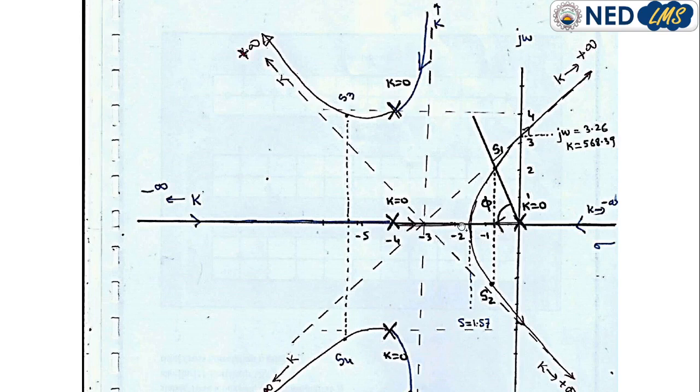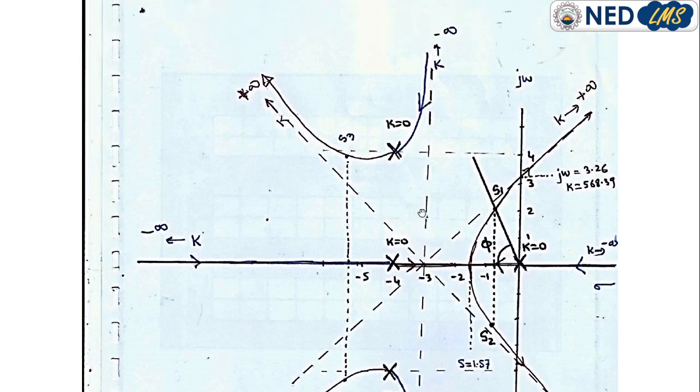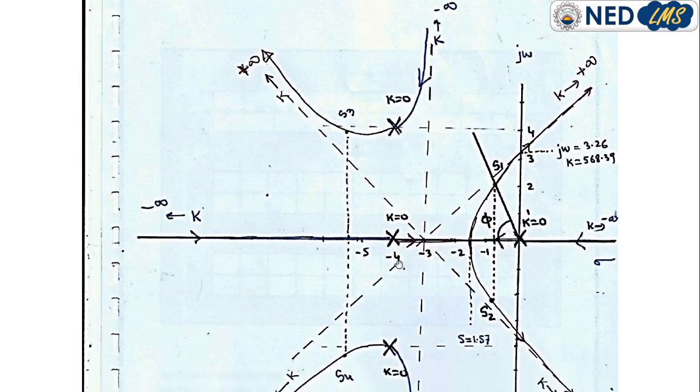They should meet at some point, and we have to find this point by using a property, the breakaway and break-in point. Breakaway and break-in point is applicable for this case. We will find it later. Now consider the third branch. The third branch starts from here and covers this 0. These two zeros are already covered by the first two branches.